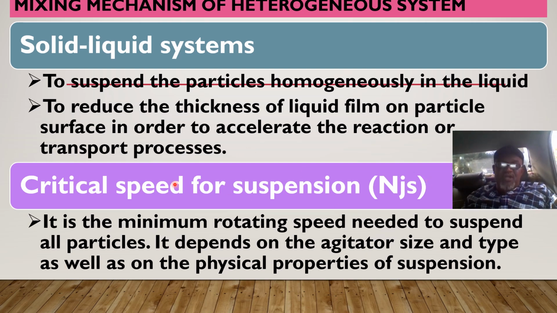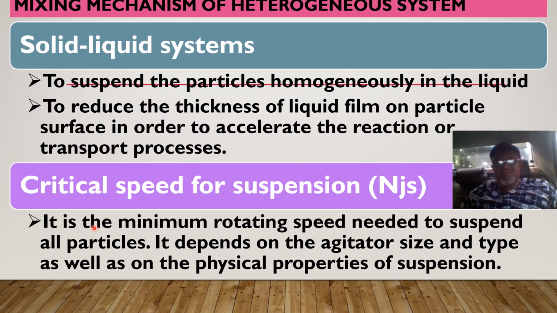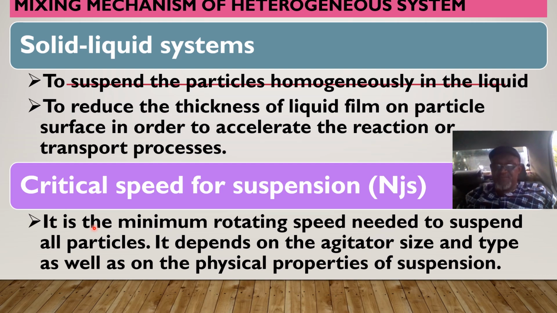Now, there's what we call critical speed of suspension. This is the minimum rotating speed needed to suspend all particles. This is very important. It depends on the agitator size and as well the physical properties of that suspension in question. So this is the minimum rotating speed that is required to suspend all particles. So if you go below that speed, you cannot suspend all the particles, and of course mixing cannot take place.